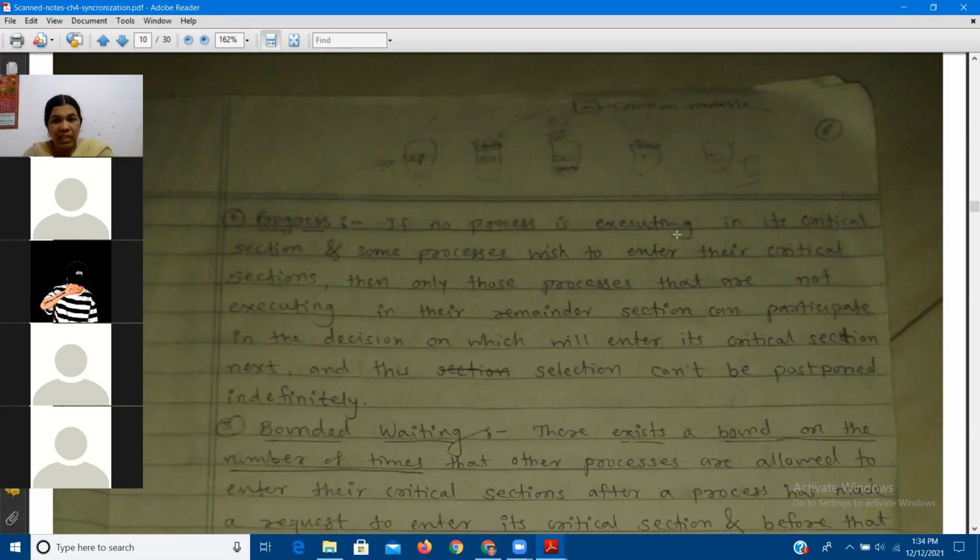If no process is executing in its critical section and some processes wish to enter their critical section. Maybe 5 processes are there. Out of them, nobody is still in the critical section. And out of 5, a few wish to enter their critical section. Out of 5, maybe for example, 2 processes want to enter the critical section.